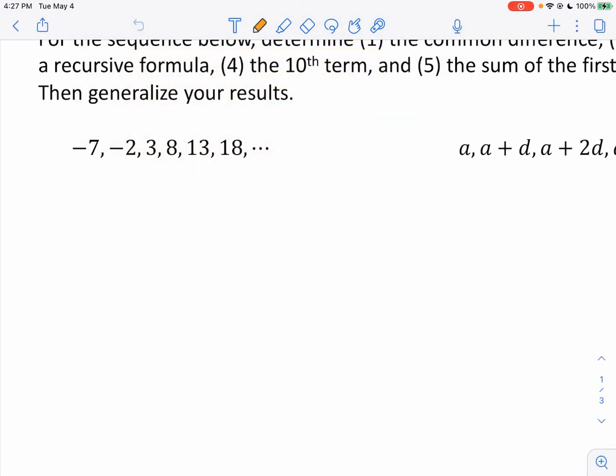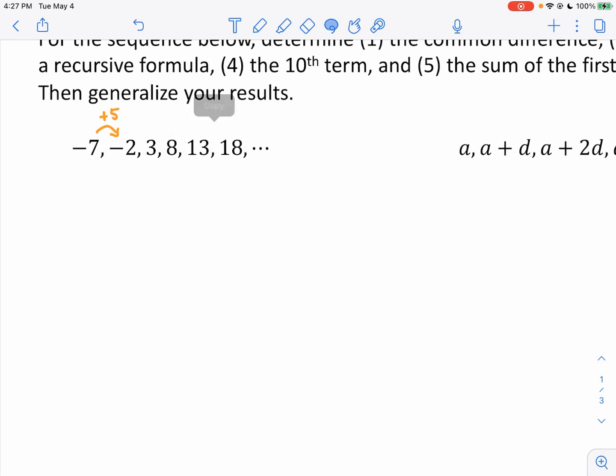You can recognize a pattern of addition. To go from term to term, we are adding 5, and that's true between any two consecutive terms. In fact, if you take any two consecutive terms and do the one on the right minus the one on the left, you should get this common 5. This is why we call it a common difference.